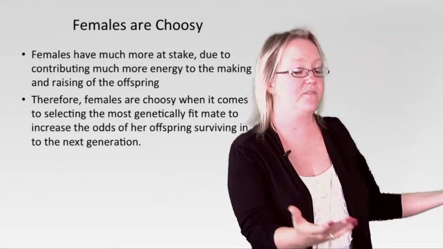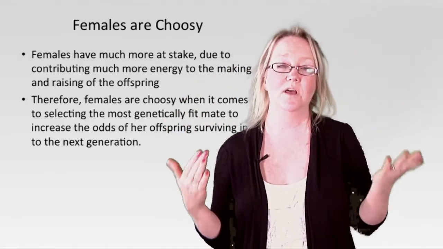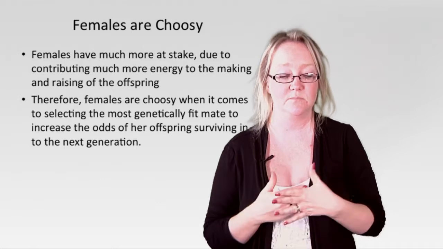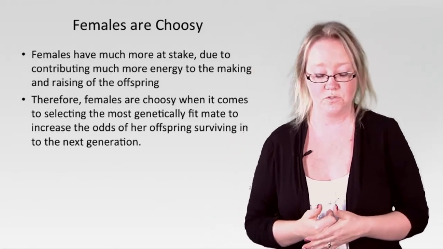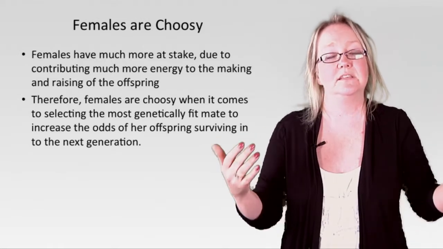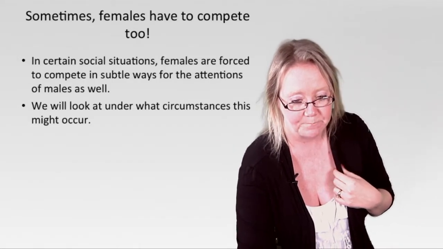So females have huge investment compared to a male, and therefore have to be more choosy. If all they're getting from the male is his contribution of the sperm, they want to make sure those sperm are as fit as possible in getting into their offspring. So females tend to be very choosy in order to increase the odds of their offspring surviving into the next generation. So we're going to look at that.